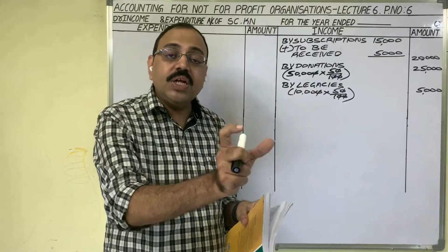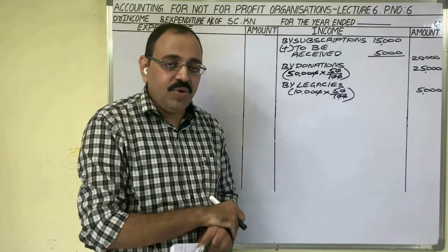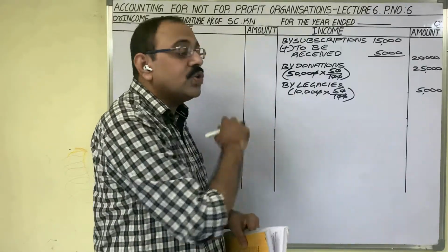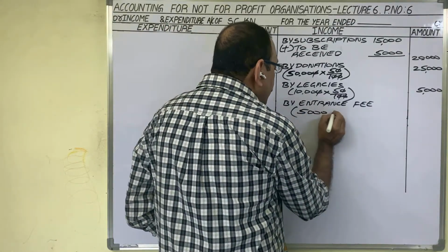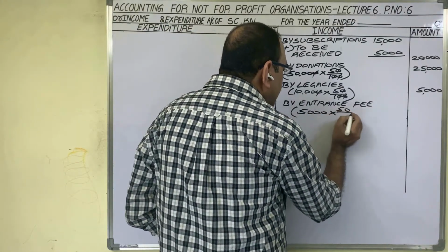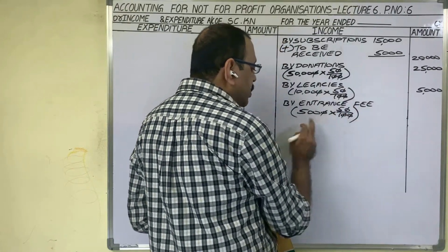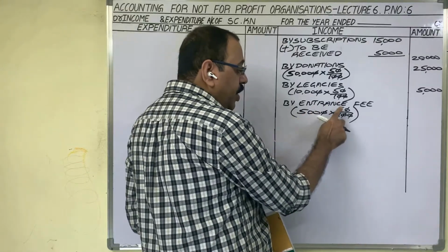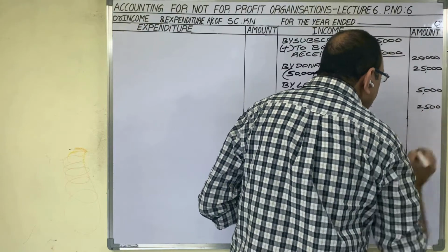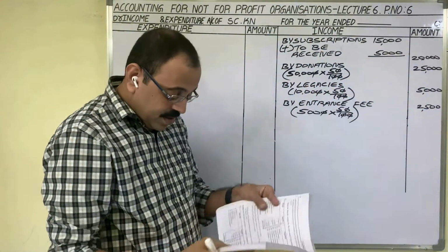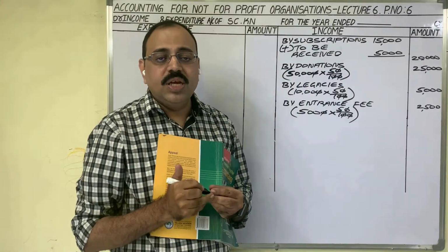If 50% is to be capitalized, then the other 50% is to be treated as revenue income. That revenue income appears on the credit side. By entrance fees, in 5,000, 50% we should treat as capital income. Don't show that 50%. The other 50%, that is 500 into 5, 2,500, is revenue receipt. That amount we have to show here. Next, life membership fee. Subscription amount is what?